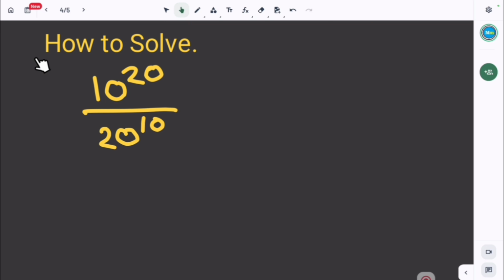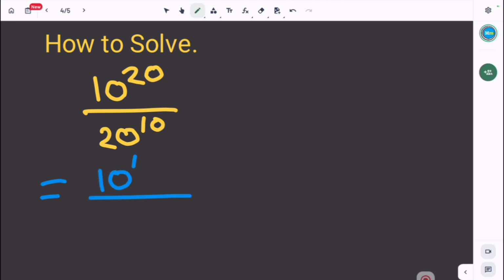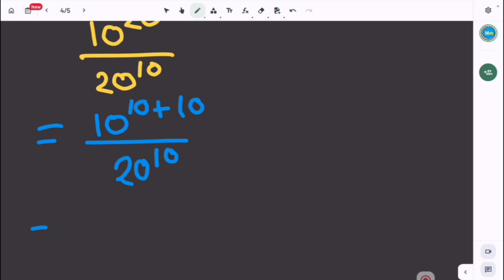So today's question is how to solve 10 to the power 20 divided by 20 to the power 10. So let's see, 10 to the power 20 can be written as 10 to the power 10 plus 10, divided by 20 to the power 10, equals to. So there is one formula, that is a to the power m plus n equals to a to the power m into a to the power n.